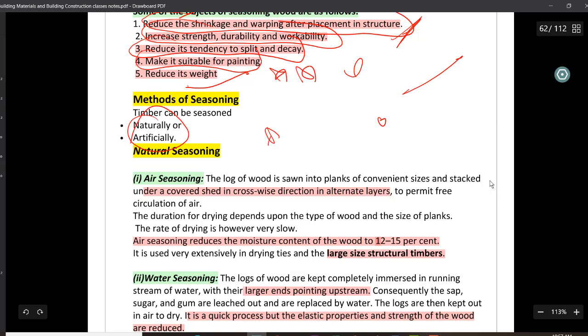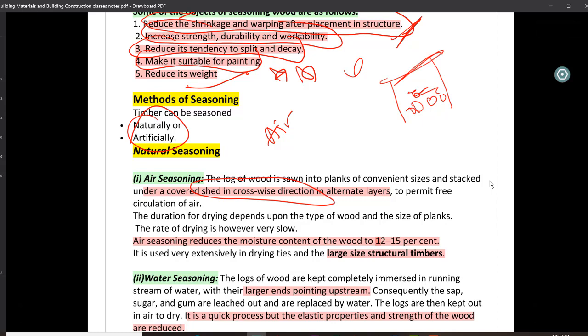Naturally, what do we do? Obviously we have air seasoning or water seasoning. In air seasoning, we keep it in a covered shed. There will be a covered shed and we keep the wooden logs facing the wind direction. Okay? So we will be covering it in the wind. We will keep it open in crosswind direction in alternate layers so that the air will be circulating and taking out the moisture. I hope it is very clear.